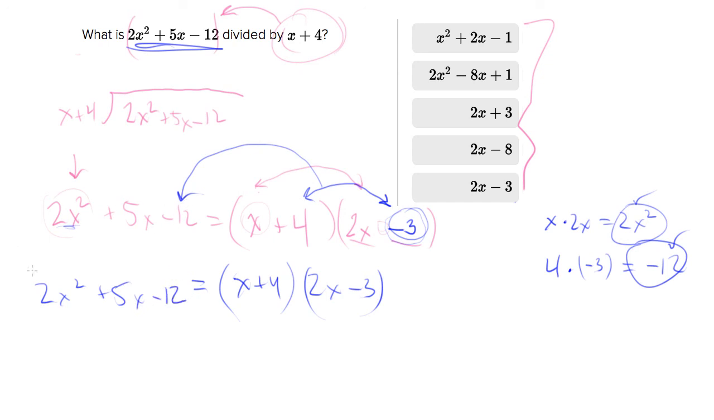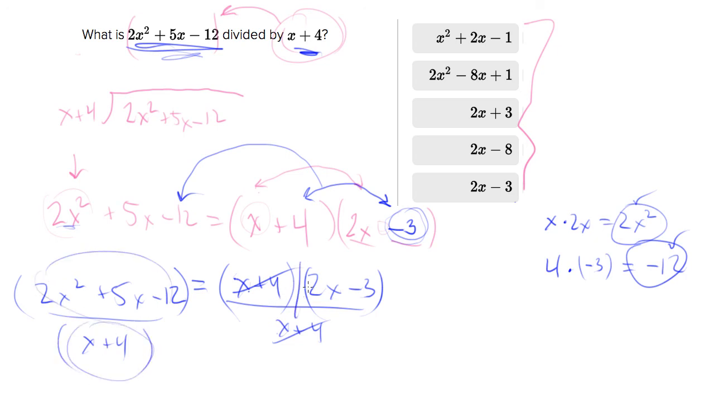Now to answer their question, what is this big polynomial divided by x plus 4? Well, that's easy. Divide both sides by x plus 4. That's what we just set up. So these will cancel out, and you have your answer. Here's the big polynomial divided by x plus 4, and there's the answer, 2x minus 3 sitting over there. So that is your fifth answer choice.